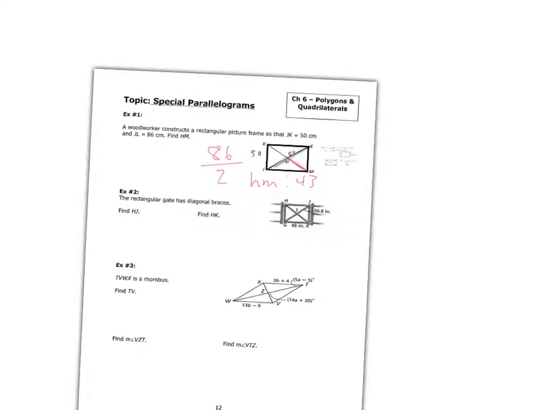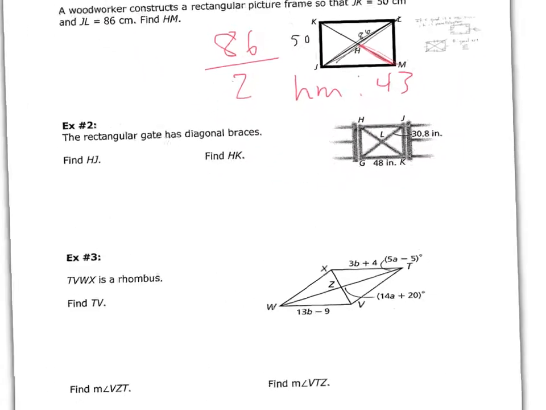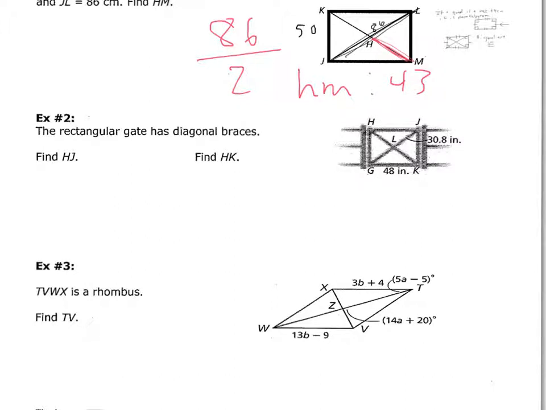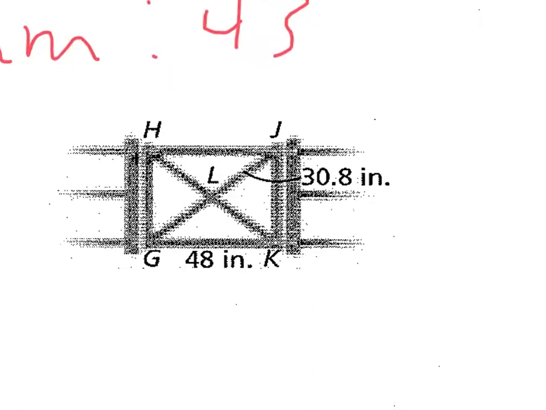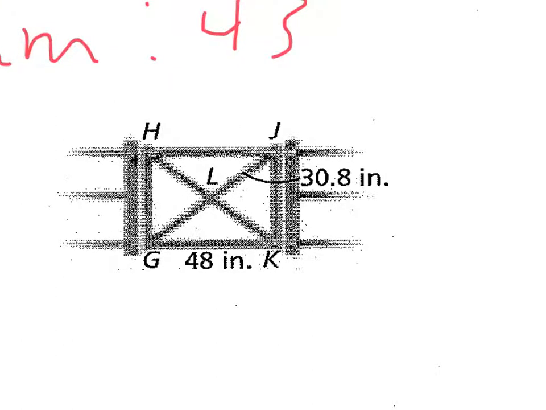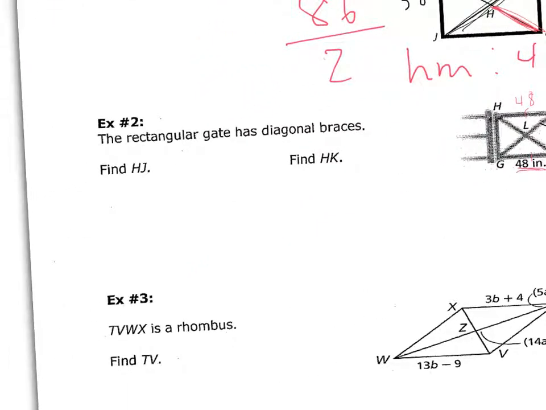All right, let's try another one real quick. It says the rectangular gate has diagonal braces. We want to find HJ and we want to find HK. Okay, so let's find HJ. Well, we know in a rectangle that opposite sides are congruent. So since GK is 48, we know that HJ is also 48. Okay, so our HJ is 48.